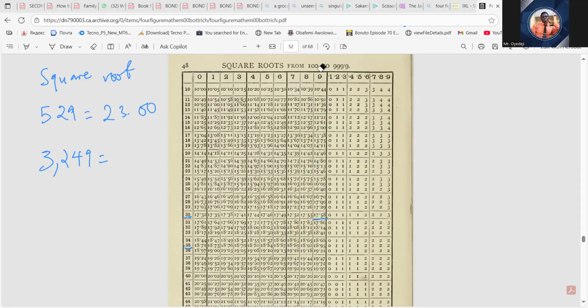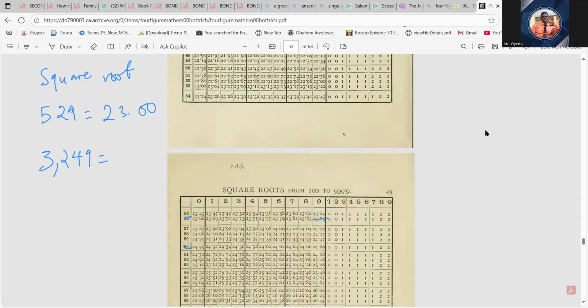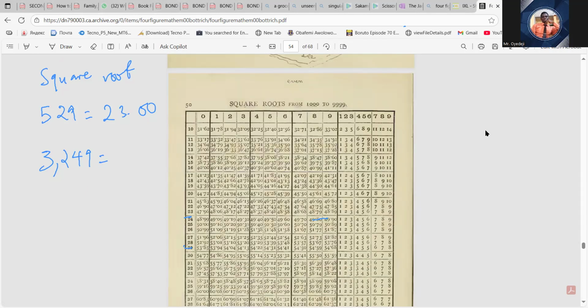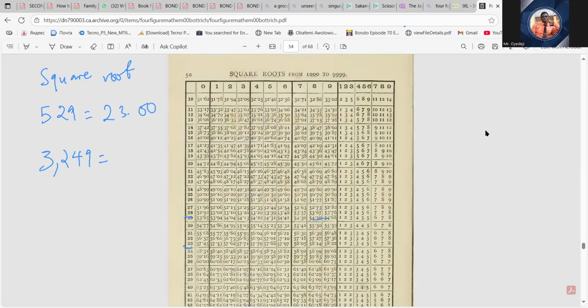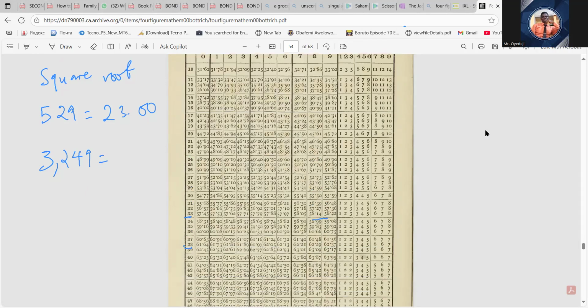Remember this one is what? 100 to 999. We can't use that one. We have to use the one that has thousands in it. So let's go down. We have from 100 to 999; we don't need that one. We have from 1000 to 9999. That's the one we want, so that's the one we're going to work with.